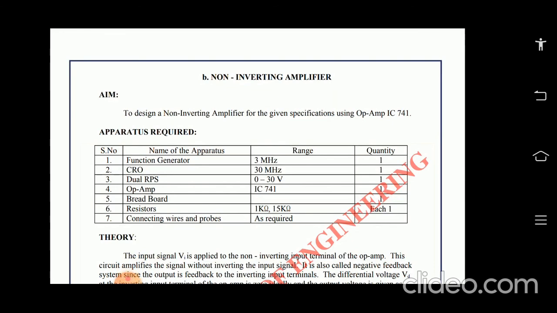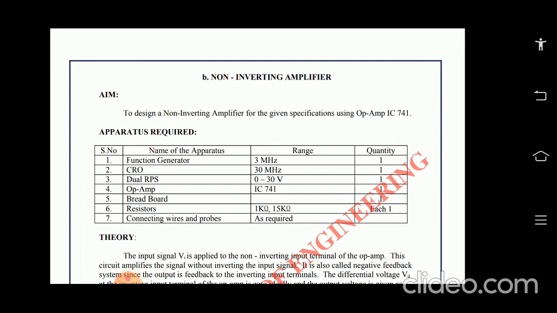I am going to teach about the application of an op-amp, and that is a non-inverting amplifier. So here also we need to design the non-inverting amplifier for the given specification using our IC741, that is op-amp. So for designing the circuit diagram of this experiment, we require the function generator.